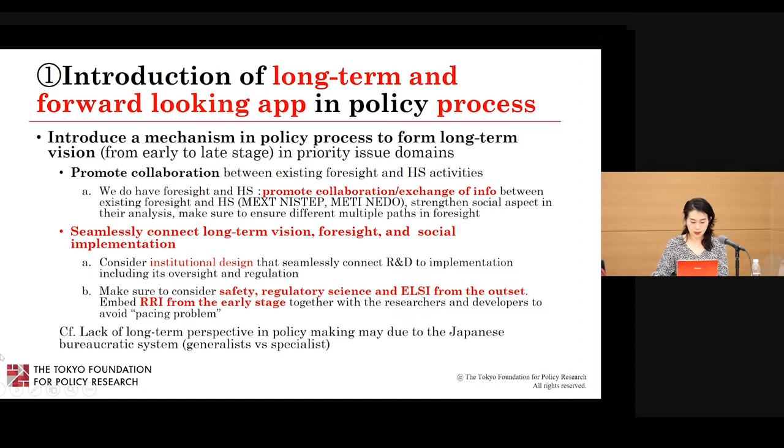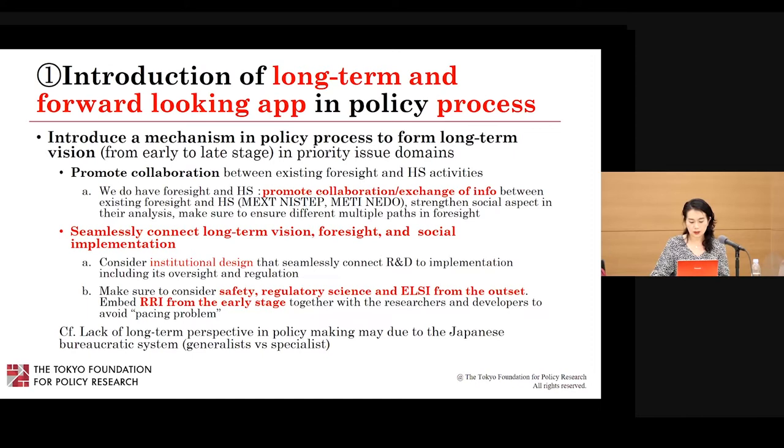argue that we need to introduce a mechanism in the policy process to form a long vision in priority issue domains. For that, it is indispensable to promote collaboration between existing foresight and horizon scanning activities. Actually, we do have foresight and horizon scanning, but the problem here is that there is no interaction among them, which makes links between basic and applied research disconnected.